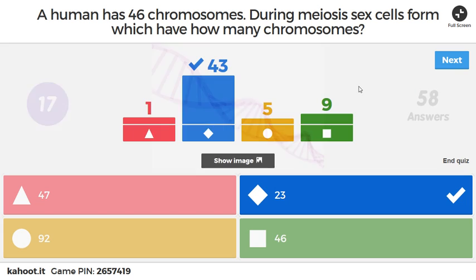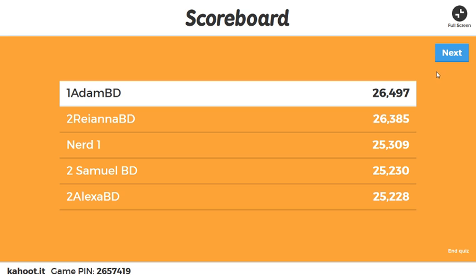Okay, and it's going to be 23 because meiosis sex cells are haploid cells. Half of 46 is 23. That's how we got that answer. All right, let's move along. So we see Nerd 1 from another school starting to move up the board. Adam's still holding first place.